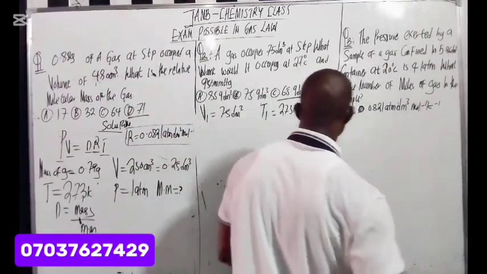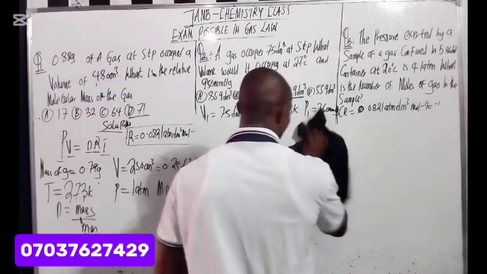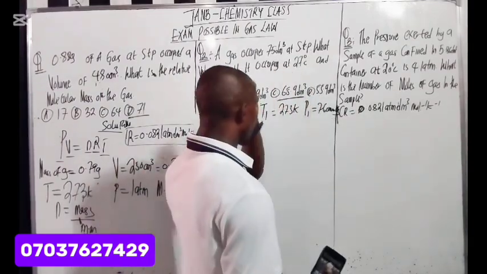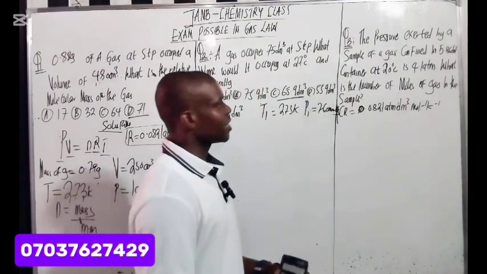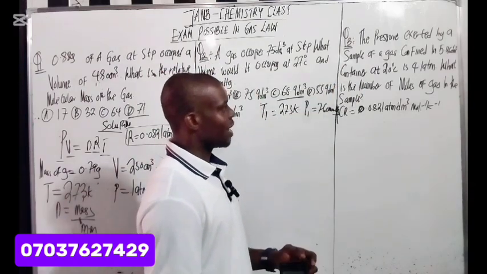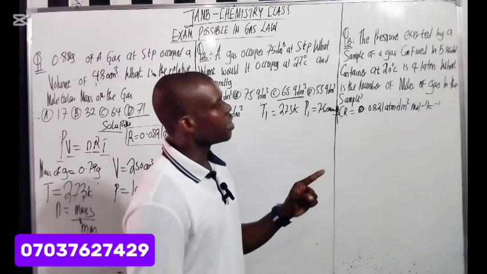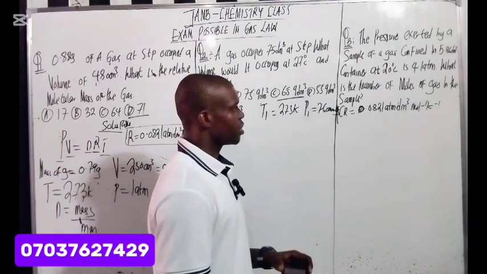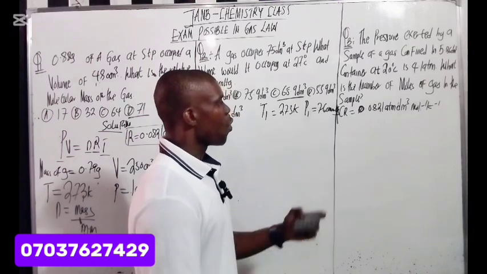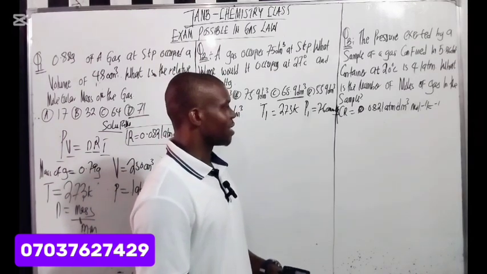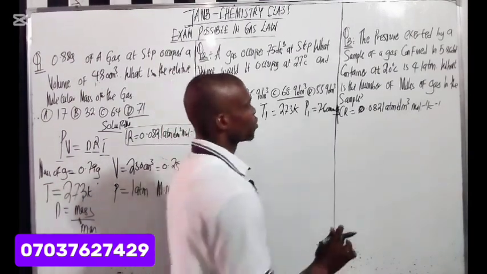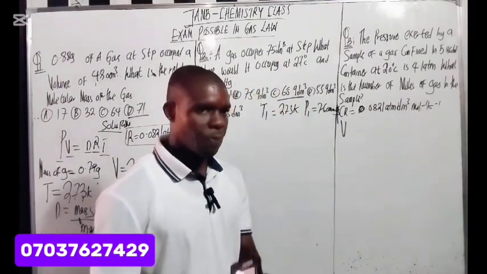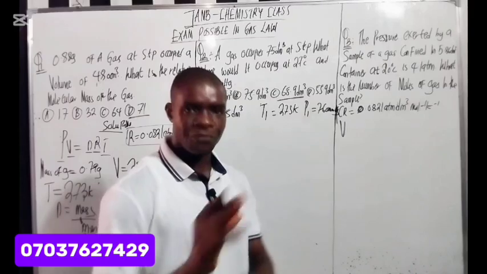Look at the third question here. The pressure exerted by a sample of a gas confined in a 5.86 dm cube container at 20 degrees centigrade is 4.1 atm. What is the number of moles of the gas? Very easy. Just pay attention here: there's no V1 and V2.